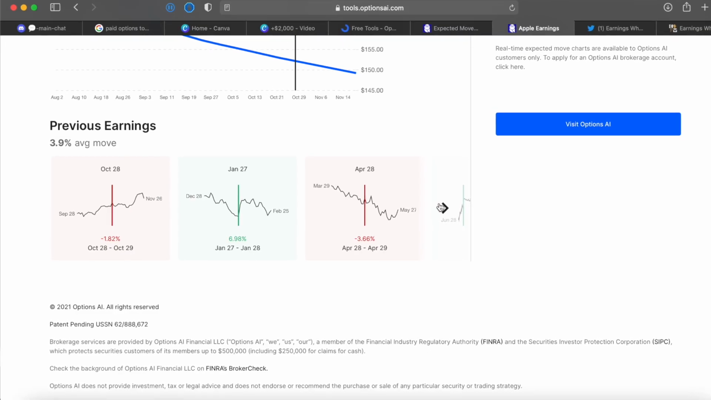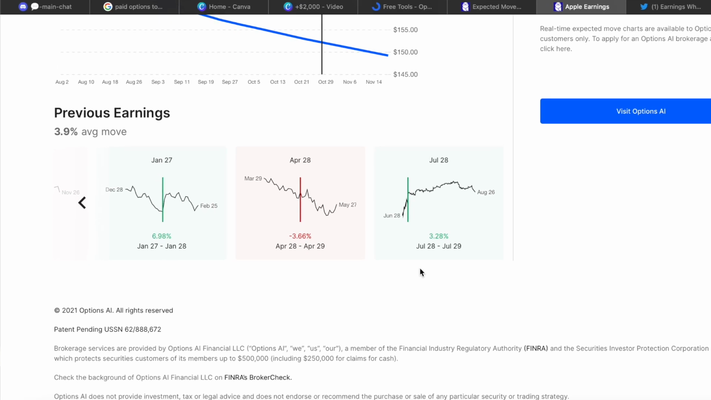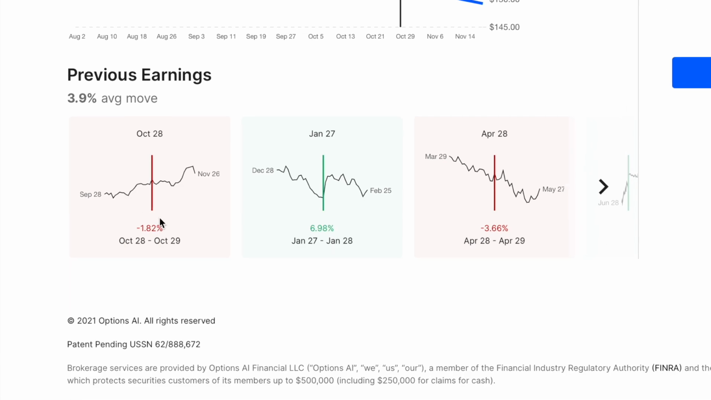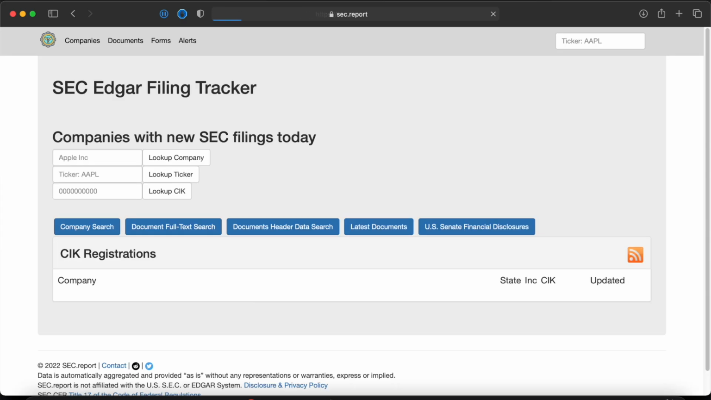So this is a really great tool for estimating how far a stock is going to move on the earnings report. And it also gives you past earnings reports and how much the stock moved after the earnings. So you can get an average over the last few quarters and use that to gauge how much the stock might move again.